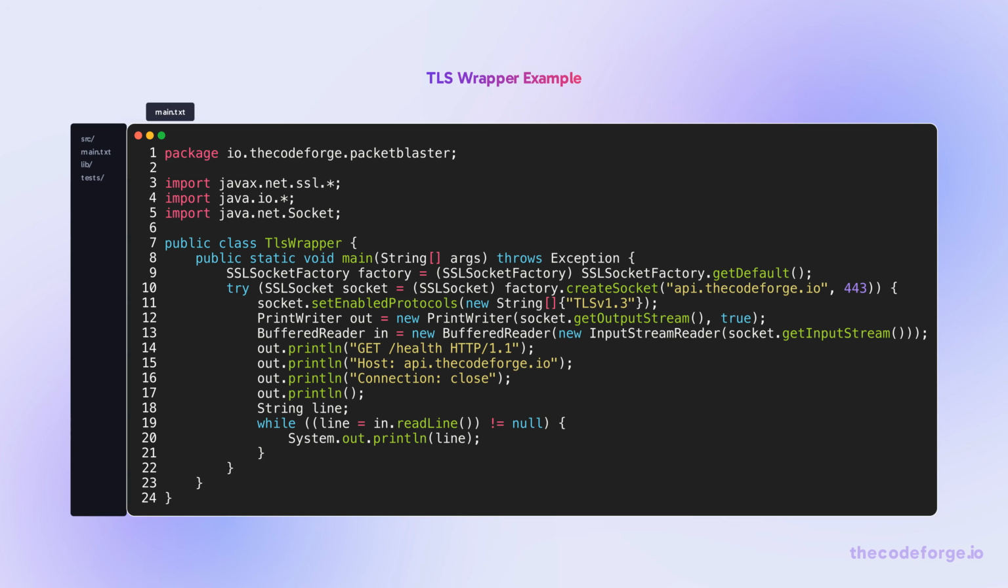Here's how to wrap a raw TCP socket with TLS 1.3. This is what your application should do, not send credentials in plaintext. TLS 1.3 adds about 1 round trip, but kills eavesdropping.